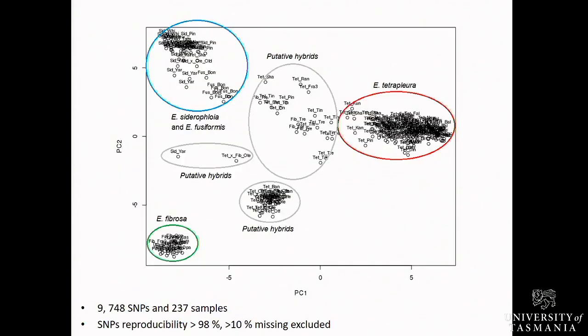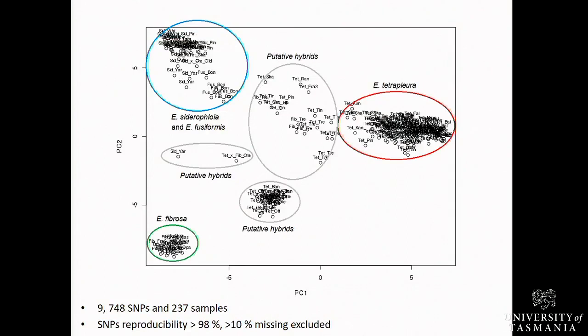So we then cut the data down based on purity. So we chose the markers that were the highest quality. And in order to do that, we deleted samples that had reproducibility less than 98%, as well as SNPs that had more than 10% missing data. And so this left 9,748 SNPs for 237 samples.